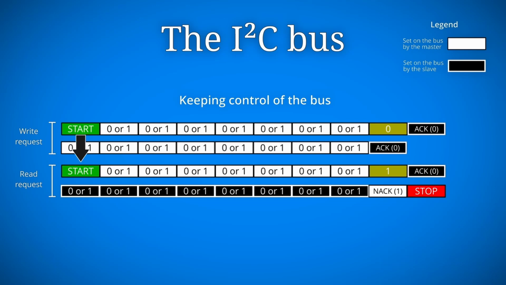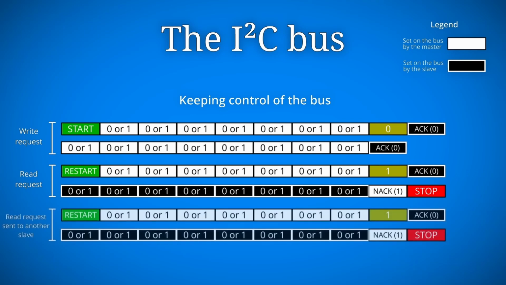In this case, the start signal of the next request is called restart. The master can this way send multiple requests in a row without releasing the bus. At the end of the last request the master wanted to send, it needs to send the stop signal to release the bus.